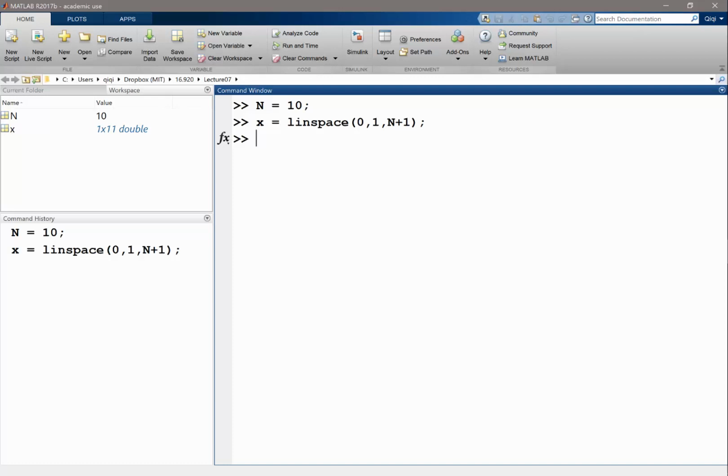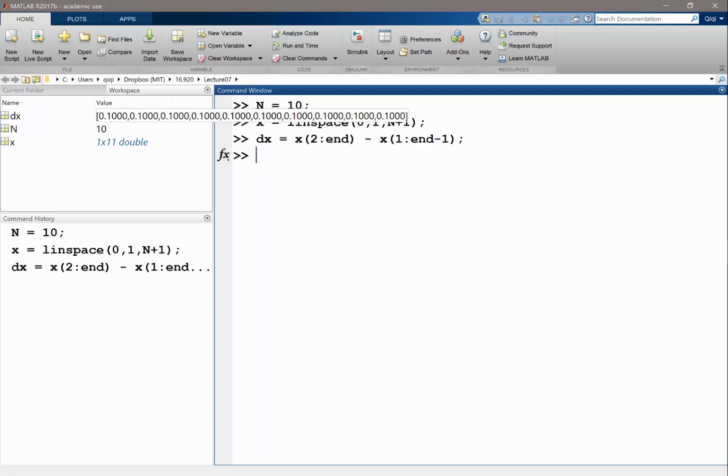And I'm not going to store the value of the function at the grid points, right? So what I'm doing is I want my dx to be x2 to n minus x1 to n minus 1. So this is my delta x i's. And notice that dx is a 1 by 10 array. So I have n delta x i's, and I would have also n u i's.